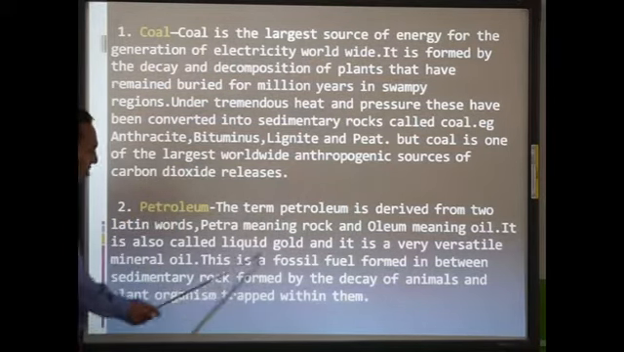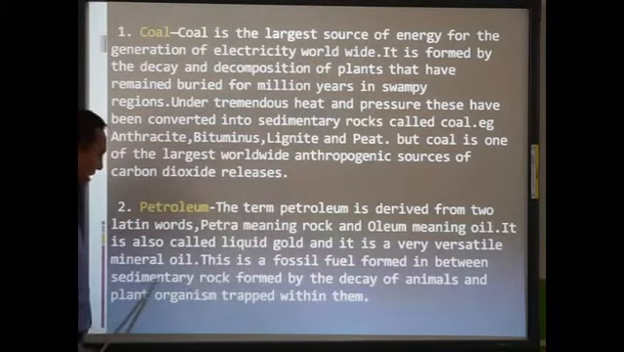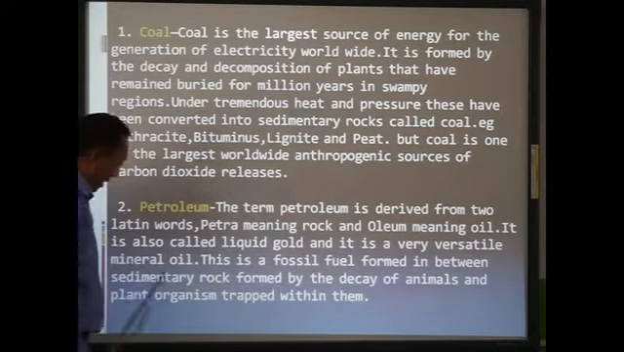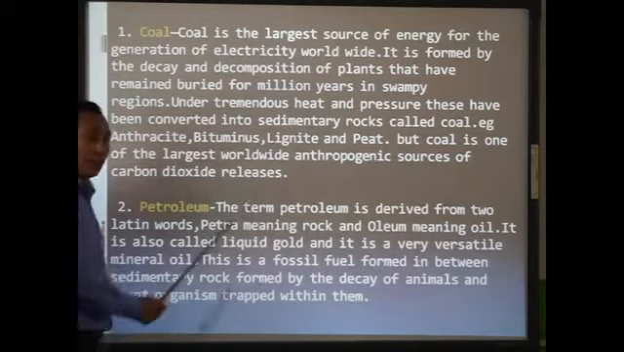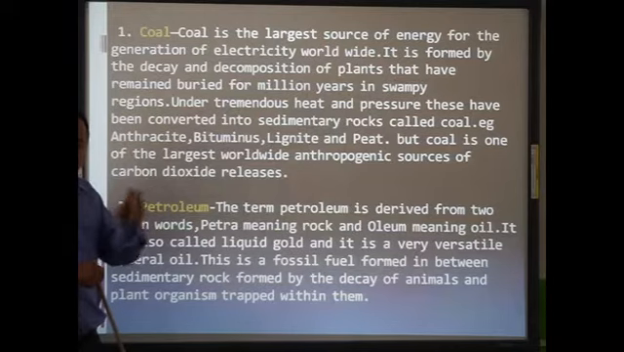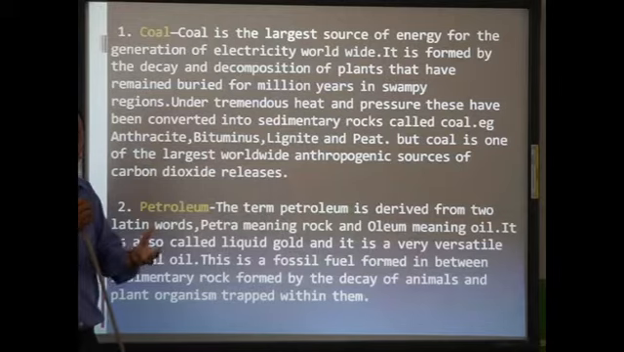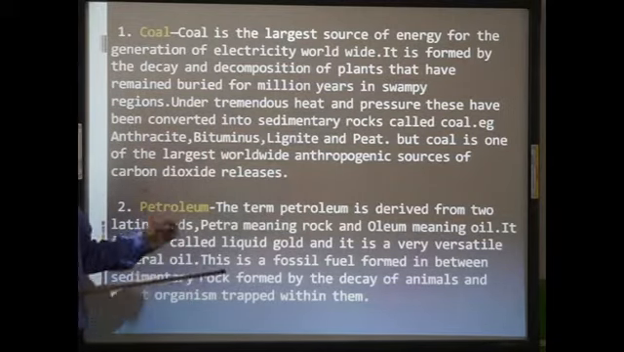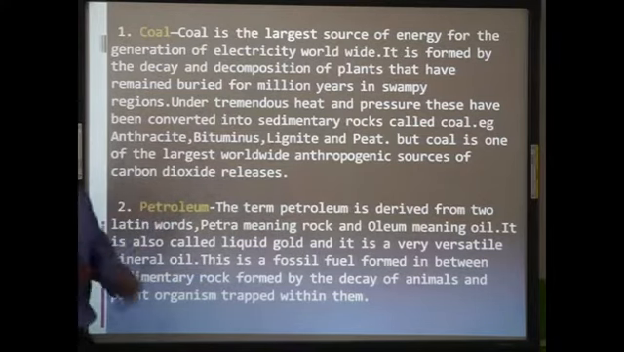So it says, this is a fossil fuel formed in between sedimentary rocks, formed by the decay of animals and plants, organisms trapped within them. That means when the plants and animals were submerged under the ground, because of tremendous heat and pressure, they were squeezed, they were compressed, and liquids started to get extracted from these rocks, which we call petroleum. So that's how petroleum is extracted.